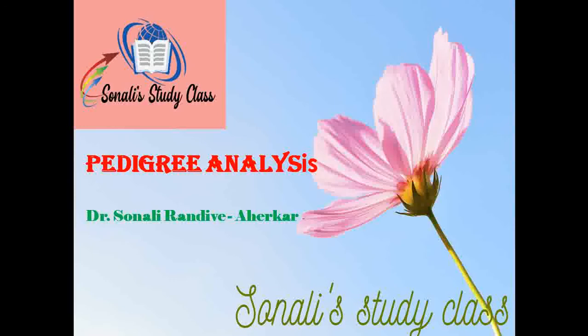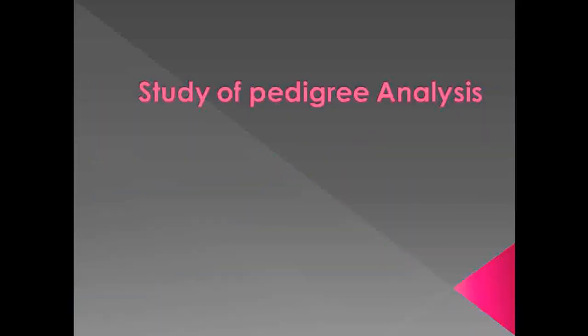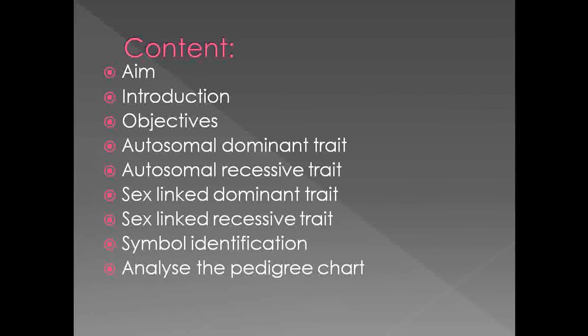Today we are going to discuss pedigree analysis. In this topic we are going to discuss the aim of pedigree analysis, the introduction, what the objectives of pedigree analysis are, what is an autosomal dominant trait, what is an autosomal recessive trait, sex-linked dominant trait, sex-linked recessive trait, what the different symbols are for identification in a pedigree chart, and then how to analyze the pedigree chart.